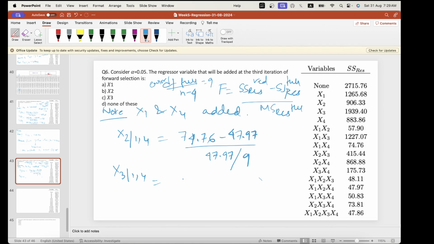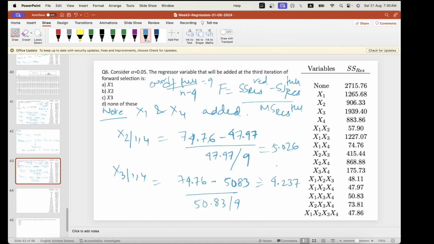Okay, and this is x1 x4 is 74.76 minus x1 x3 x4, this is 50.83 by 50.83 by 9. So we'll just calculate this. 74.76 minus 47.97 multiplied by 9 divided by 47.97, this is 5.026, and this one is 74.76 minus 50.83 multiplied by 9 divided by 50.83. So this is 4.237.